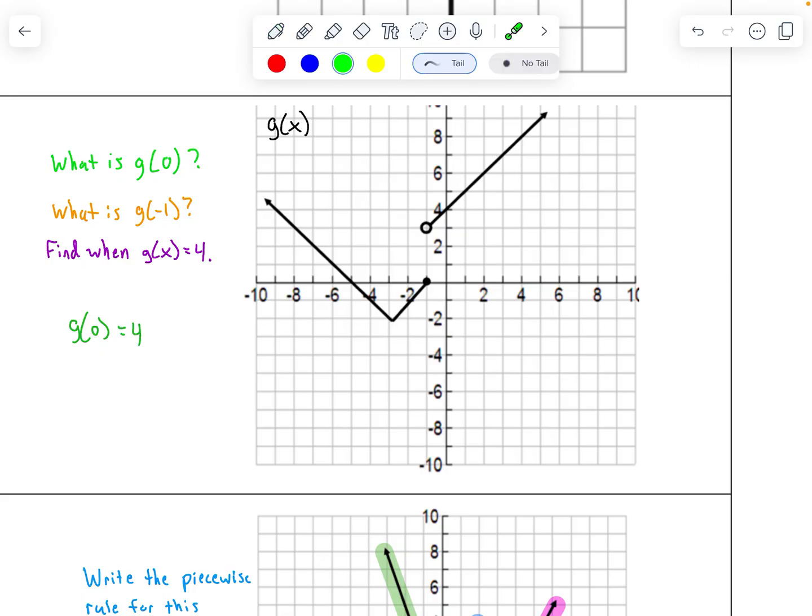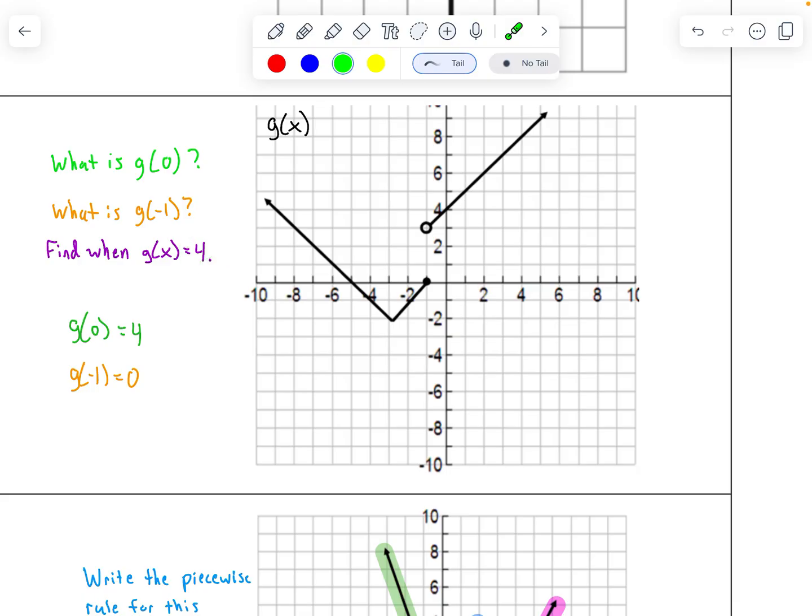G of negative 1, same question. When x is negative 1, now here, this is where x is negative 1. But remember, this part is a hole. That means that point does not actually exist. We only draw it so we can talk about it, because the graph does get super, super close to that point, but it's never going to reach it. So the y value will always be where the dot is filled in, which in this case is 0. So g of negative 1 is equal to 0.